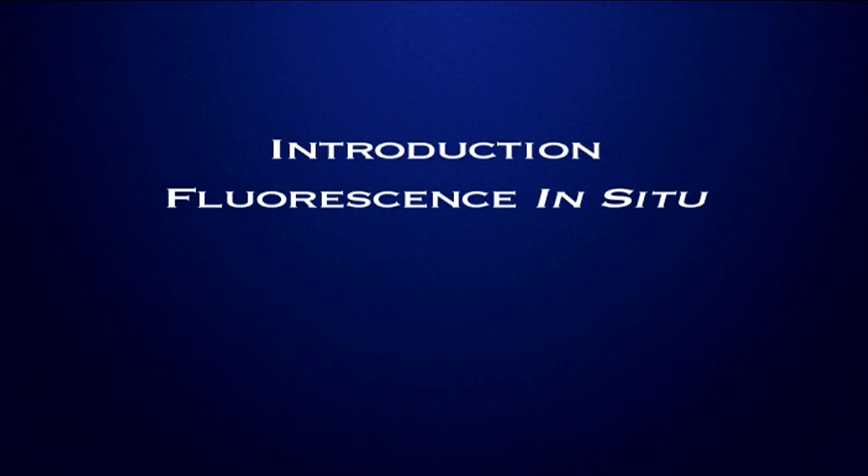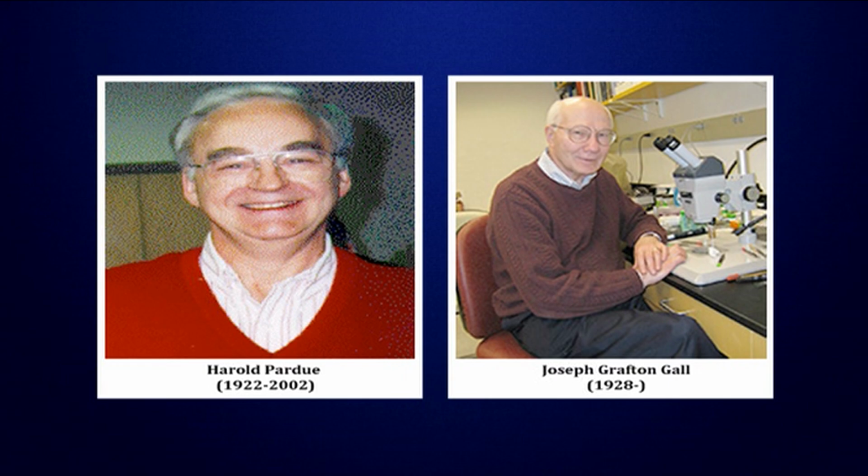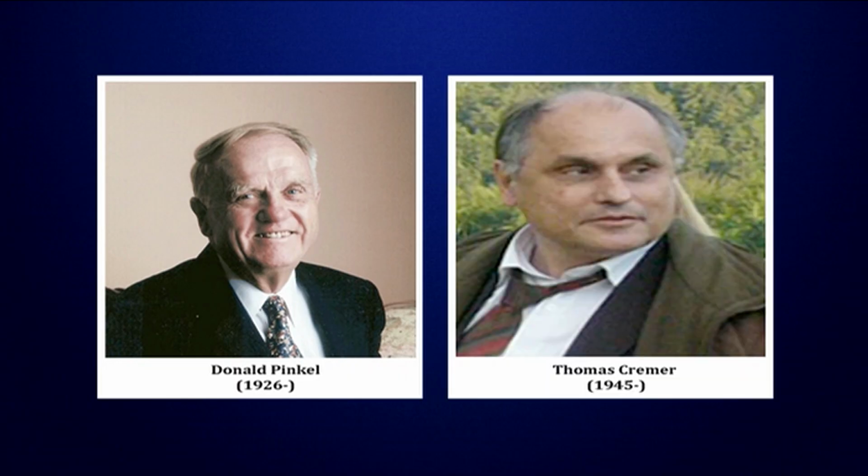Now let me start the discussion with the introduction. Fluorescence in situ hybridization, or FISH technique, is a cytogenetic technique developed by biomedical researchers used to detect and localize the presence or absence of specific DNA sequences on chromosomes. In the year 1969, Pardue and Gall first described the in situ hybridization of radioactively labeled repetitive DNA probes on cytological preparations. In 1986, Pinkel and Cremer reported fluorescence in situ hybridization using non-radioactively labeled fluorescence.